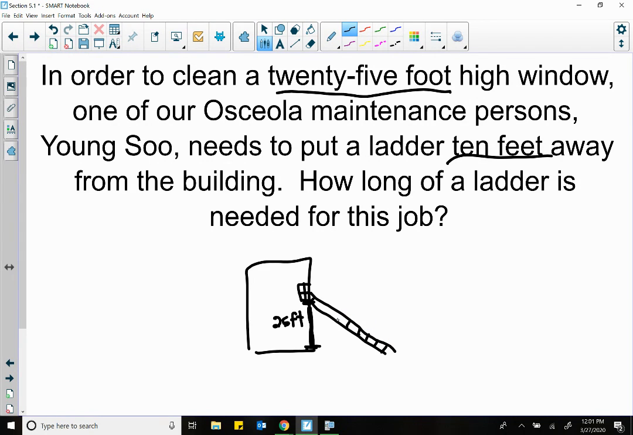I know, it's awesome. I wish everybody could have a ladder like that. And it's 10 feet away from the building. Okay, so that means I got some little grass down here. Here's my grass. And we know that this length, again, as they just said, we underlined it, it's 10 feet. In the end, they want to know how long is the ladder.